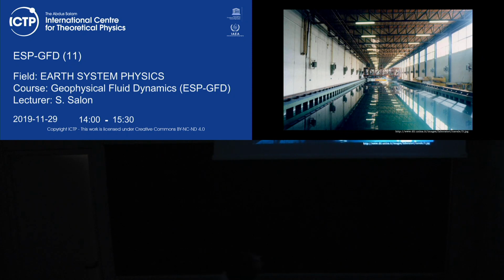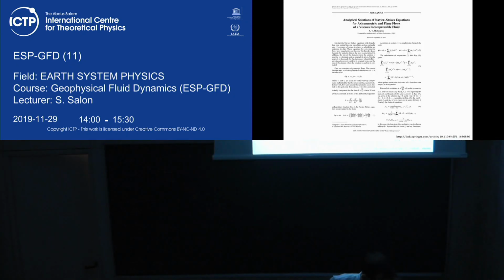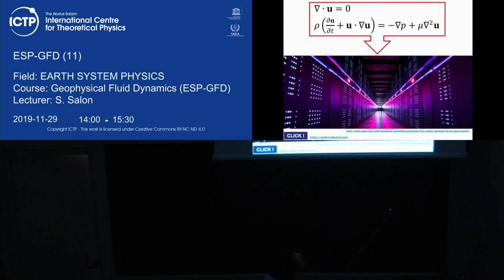As I said, then we also have some laboratories. This is a naval engineering laboratory at the University of Naples. And then we also have analytic work, so people who still work with pencil and paper, trying to solve or to improve the numerical methods.